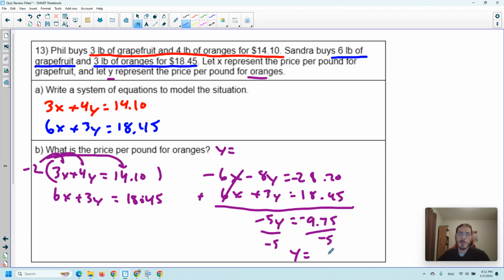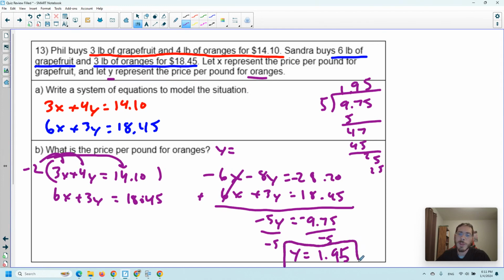So let's see, this is going to be 1. And let's just do the long division up here. So 47 will get 9. 47 minus 45 is 2, so we get 5 for 25, so 1.95. All right, so that's what my answer is. Again, I felt a little bit shaky. I might have done my subtraction a little bit too fast.